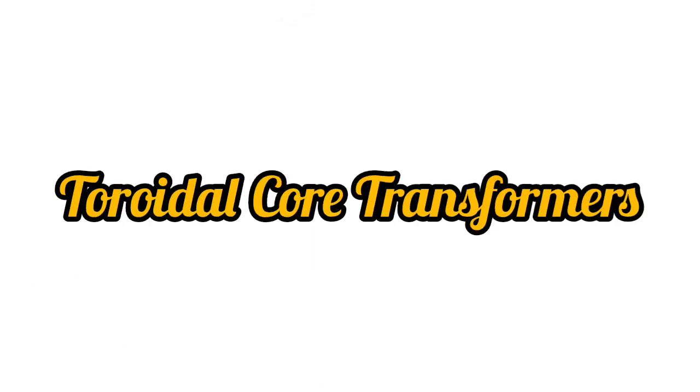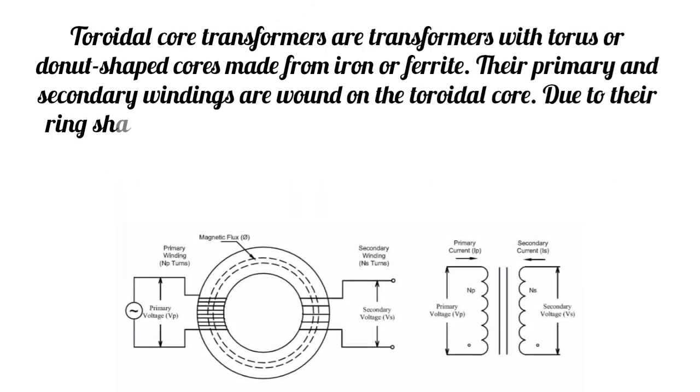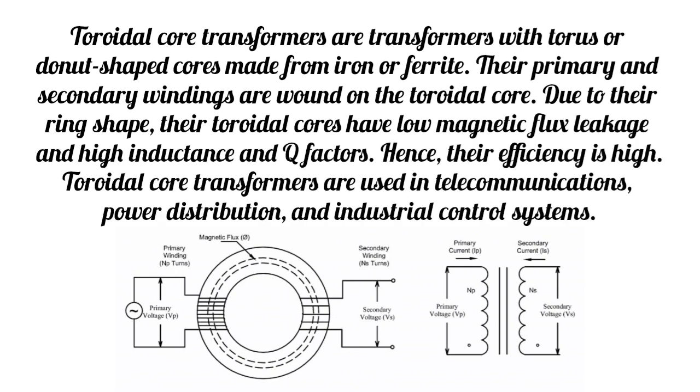Toroidal core transformers. Toroidal core transformers are transformers with torus or donut-shaped cores made from iron or ferrite. Their primary and secondary windings are wound on the toroidal core. Due to their ring shape, their toroidal cores have low magnetic flux leakage and high inductance and Q factors. Hence, their efficiency is high. Toroidal core transformers are used in telecommunications, power distribution, and industrial control systems.